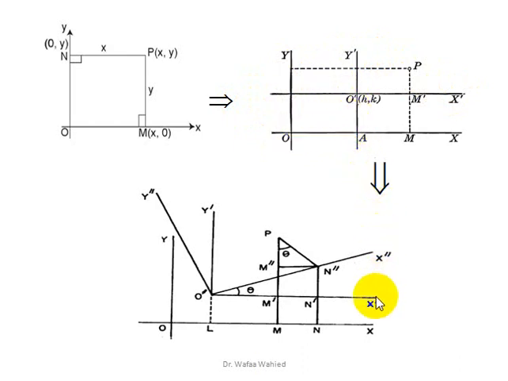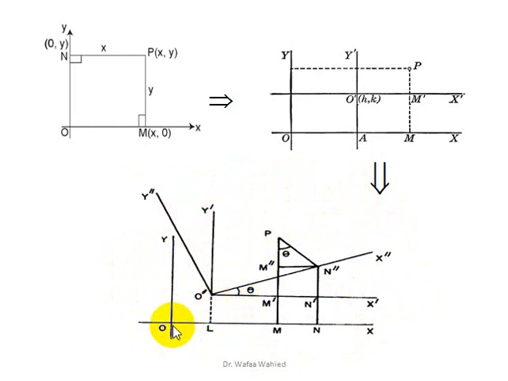Second, we will rotate x dash y dash plane with angle theta in anti-clockwise. So we will have the following figure. X dash y dash is rotated through an angle theta in anti-clockwise. So we will have x double dash y double dash plane.